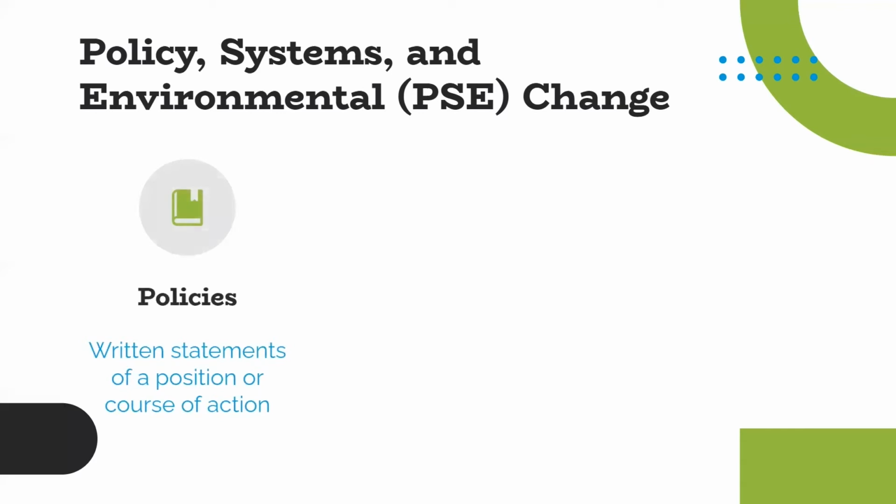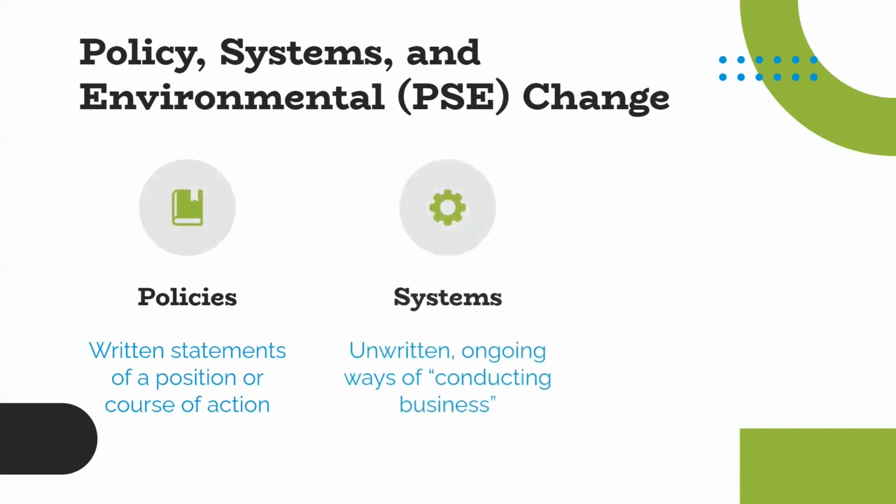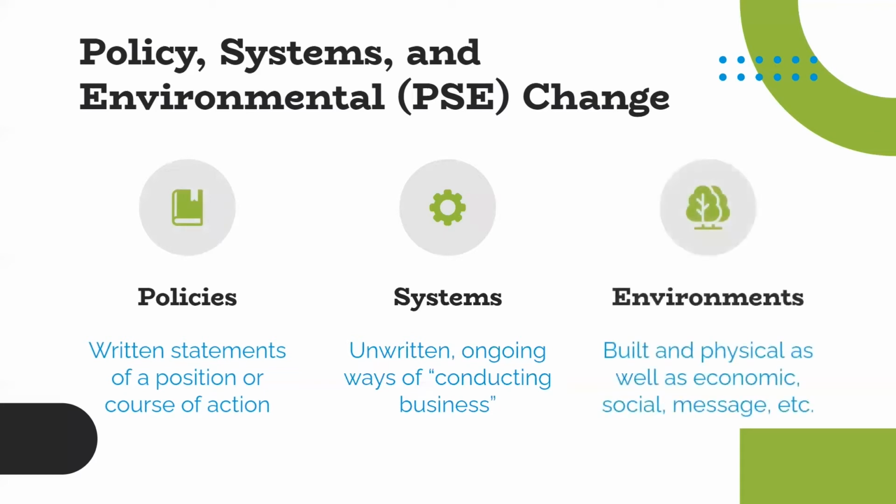Policies are written statements of an organizational position, decision, or course of action. Systems changes are unwritten, ongoing, organizational decisions or changes that result in new activities reaching large proportions of the people the organization serves. Systems changes alter how the organization conducts business.